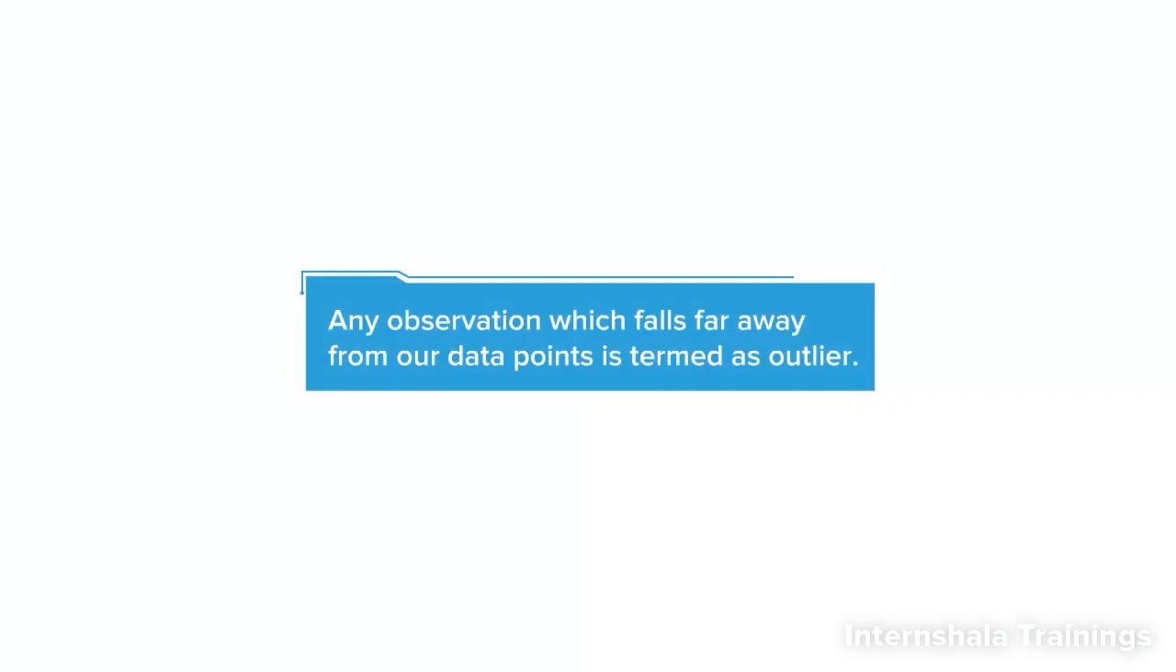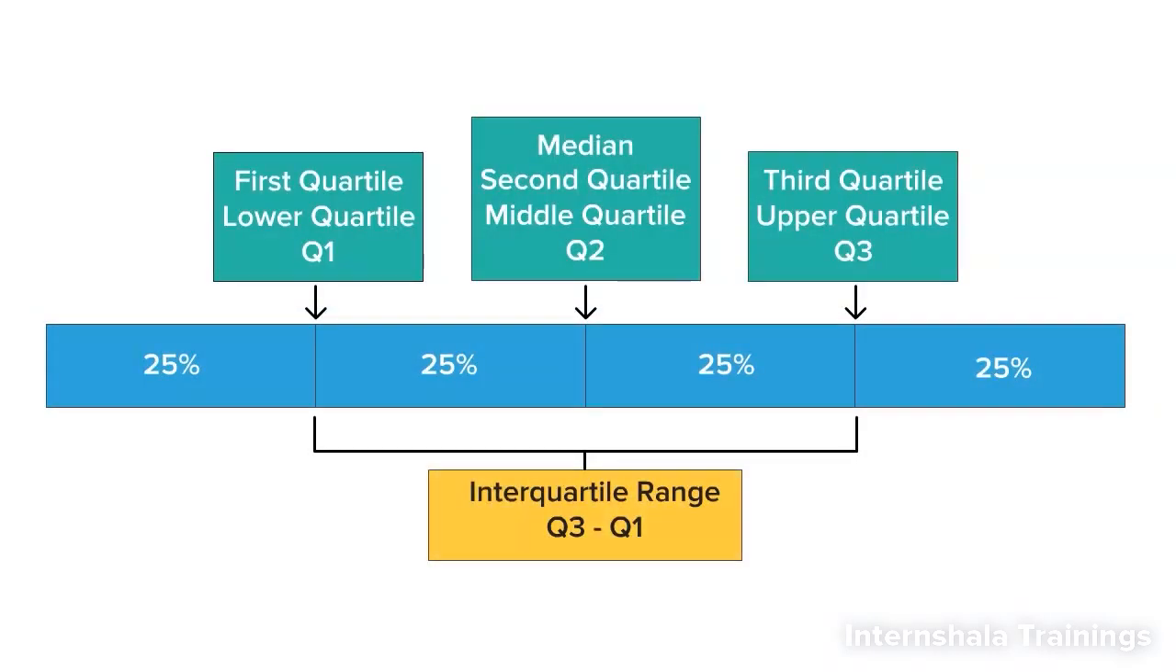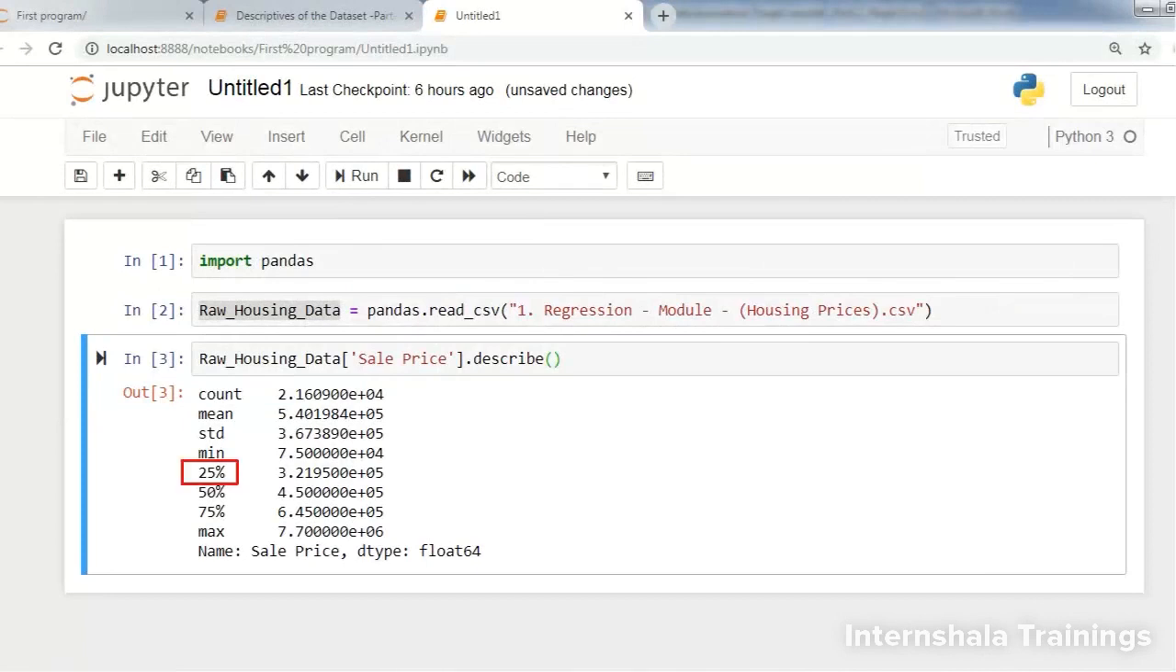Now as we have learnt earlier, any observation which falls far away from our data points is termed an outlier. But the question is, how far? Let's answer this mathematically so that we have a precise method or formula to identify outliers. We have learned quartiles and the interquartile range earlier, and we will use that knowledge in creating the formula. Let's look at the first quartile or the 25th percentile value and the third quartile or the 75th percentile value for our variable sale price. These values are the same as those we obtained in our output of descriptive statistics, as shown on the screen.